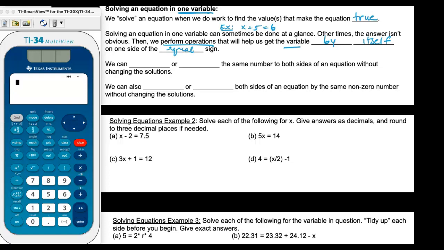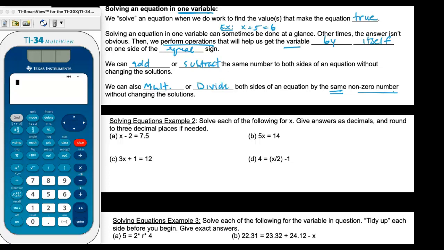And then what we can do is add or subtract the same number to both sides of the equation without changing the solution. We can also multiply or divide both sides of the equation by the same non-zero number without changing the solution. So the rules basically are you can add, subtract, multiply, or divide as long as you do the same thing to both sides. And if you do, you keep that equation balanced.